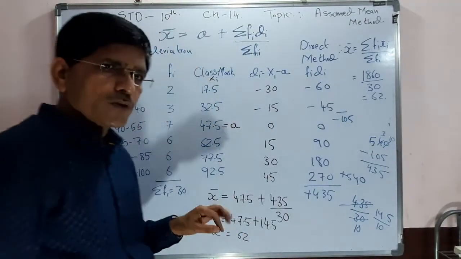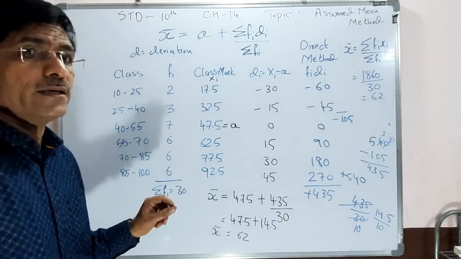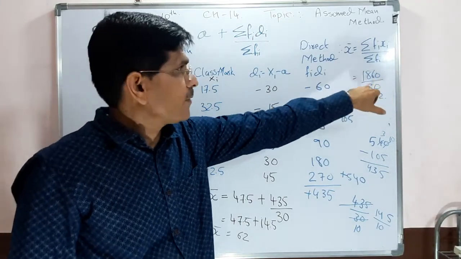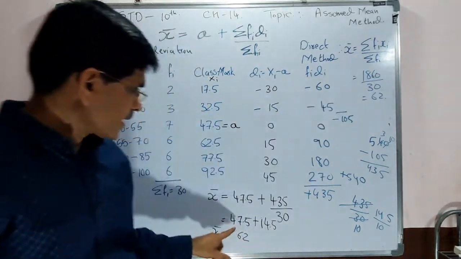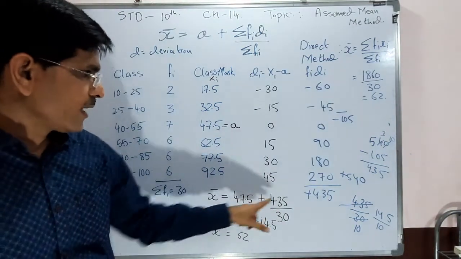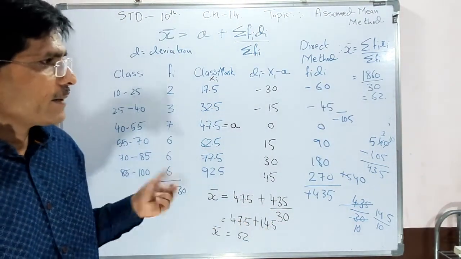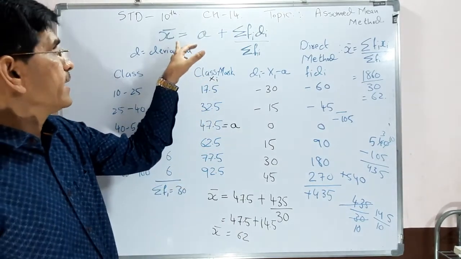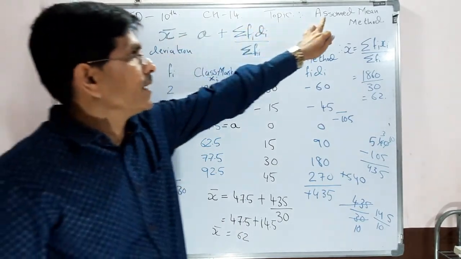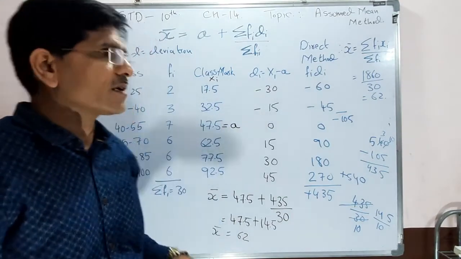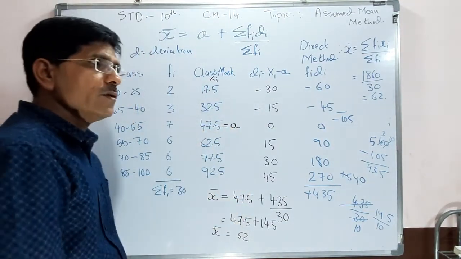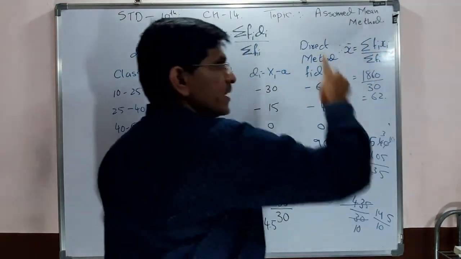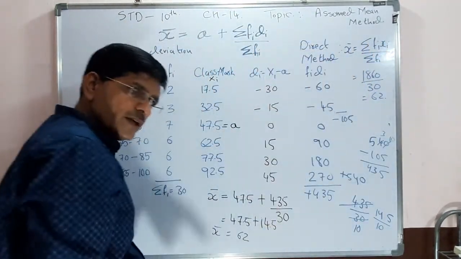by assuming or direct. Mostly students are doing the direct method, but they make mistakes in calculation because big digits are there. Here, all are small digits. So again I have explained how we can get the mean by the assumed mean method. In the last lecture we completed one sum with the direct method and got the answer 62.